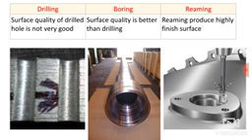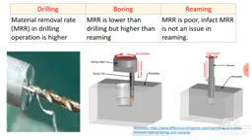Then reaming produces highly finished surface. The last one, material removal rate in case of drilling is very high. Material removal rate in boring is lower than drilling, and material removal rate in reaming is very poor. In fact, material removal rate is not an issue in reaming.